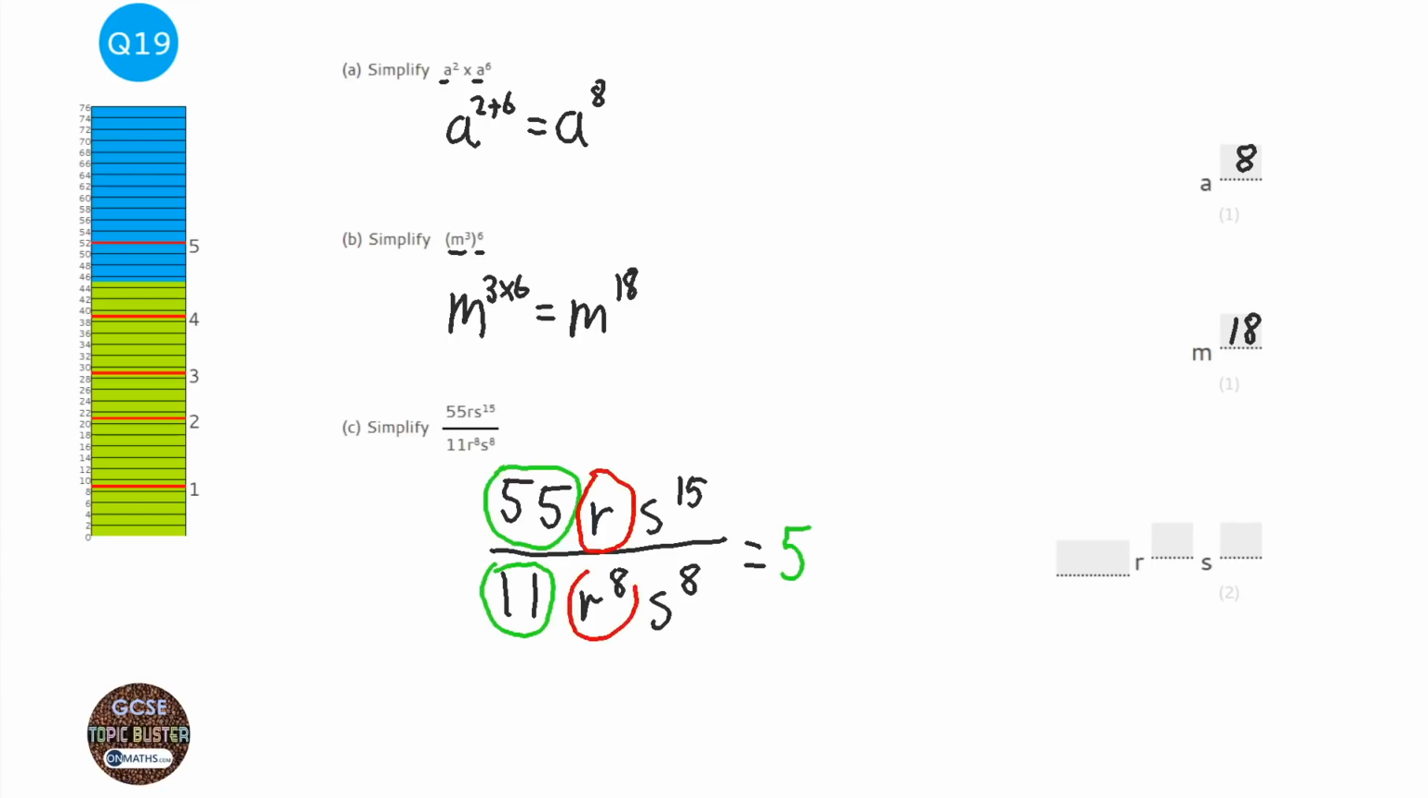Okay, so the next one, we've got the R's that we want to divide. So we've got R at the top and an R at the bottom. Now, this R at the top is technically R to the power of 1. Now, when we do R to the power of 1 divided by R to the power of 8, which I'm going to write out down here so I can show you, you take away the powers. So when you times them, you add the powers. When you divide, you take away the powers.